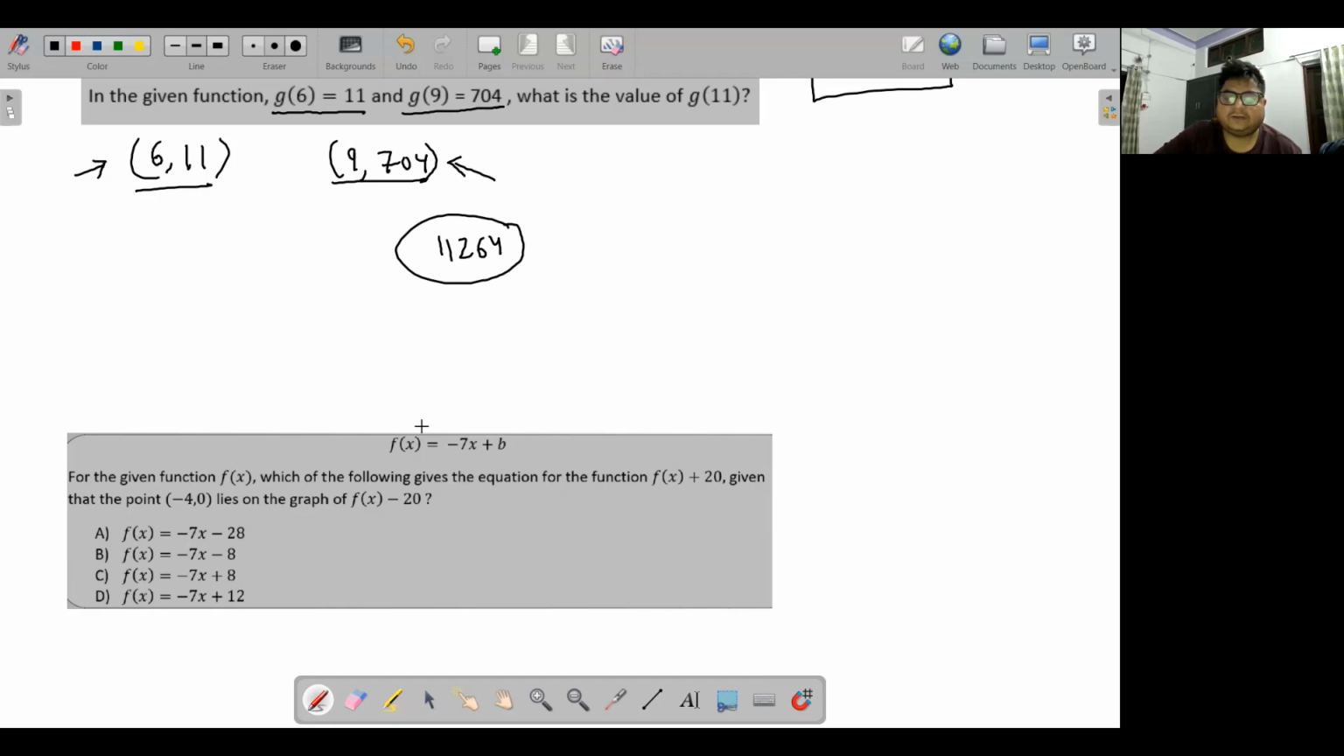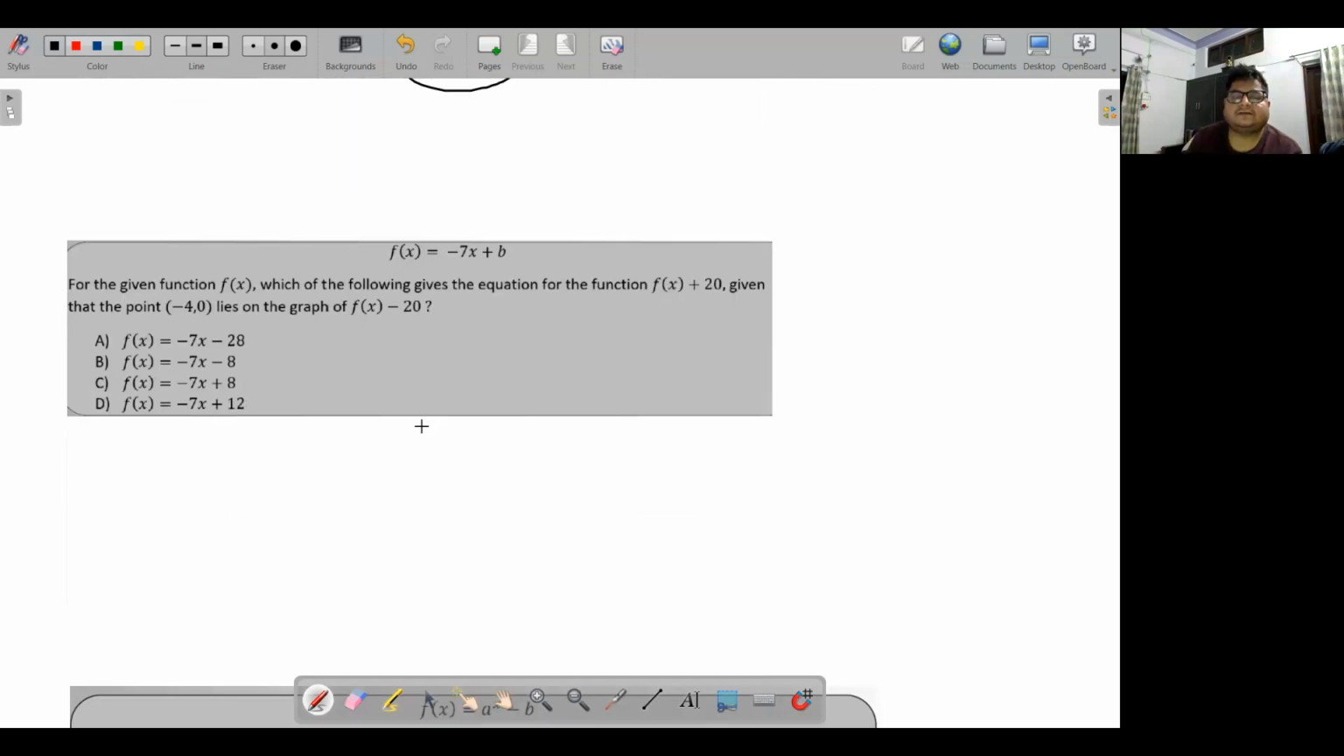Okay. Now moving to the next question. f of x is equal to minus 7x plus b for the given equation f of x. Which of the following gives the equation for the function f of x plus 20, given that the point minus 4 comma 0 lies on the graph of f of x minus 20? So the function is already given. The best way is to write it in Desmos. Correct.